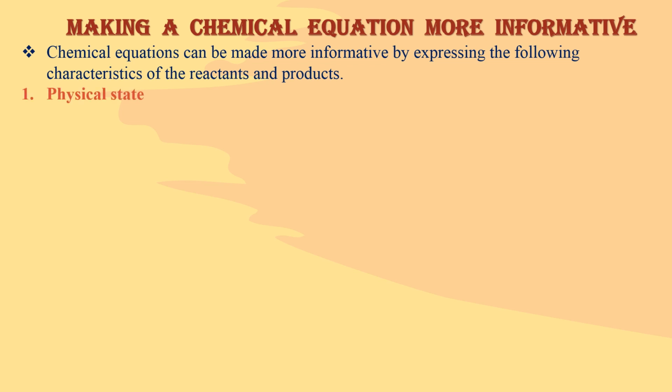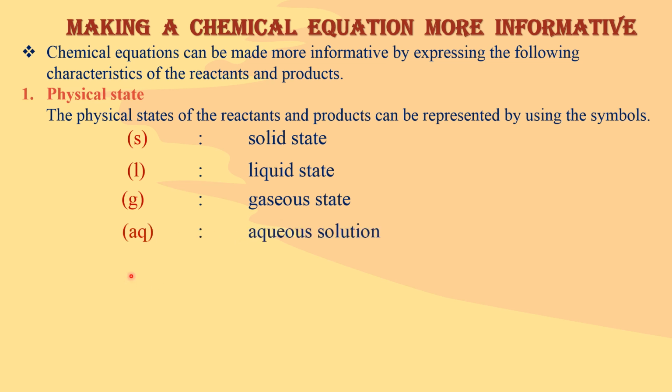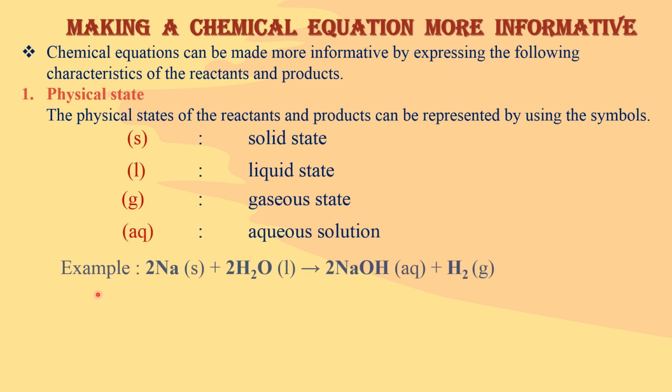The physical state of reactants and products can be expressed by using the symbol S for solid state, L for liquid state, G for gaseous state, and AQ for aqueous solution. For example, we have an equation here where sodium metal reacts with water to give sodium hydroxide and hydrogen. Here sodium is present in solid state, therefore indicated by the letter S. H2O is present in liquid state, therefore indicated by letter L. Sodium hydroxide is present as aqueous solution, therefore indicated by the letters AQ, and hydrogen is present as gas, therefore indicated by the letter G.